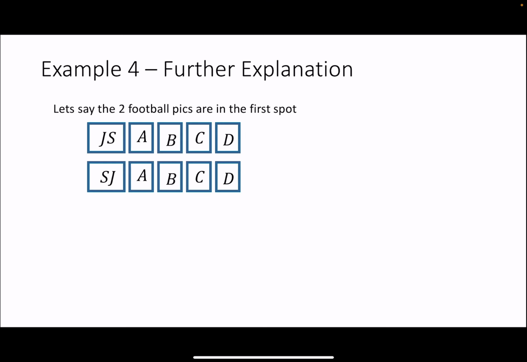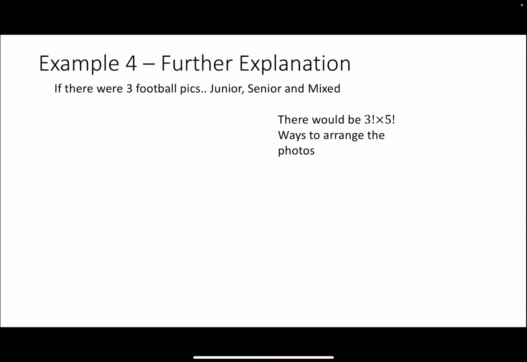Further explanation. In case you didn't get it the first time, let's say the 2 football pics are in the first spot. Let's say A, B, C, D represent other sports pictures. Well, for A, B, C, D, I also have SJ. Even further explanation, for the 3 football pics that we talked about earlier, there would be 3 factorial ways.